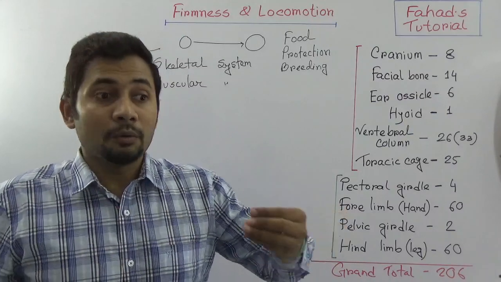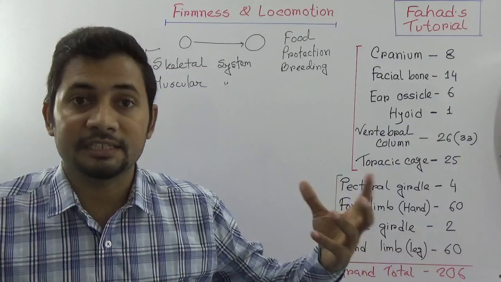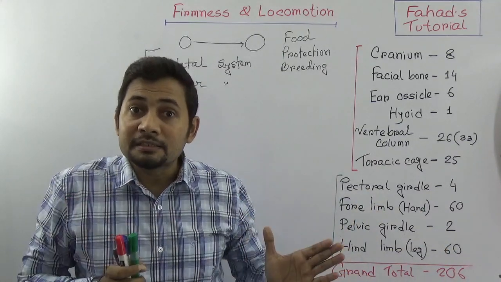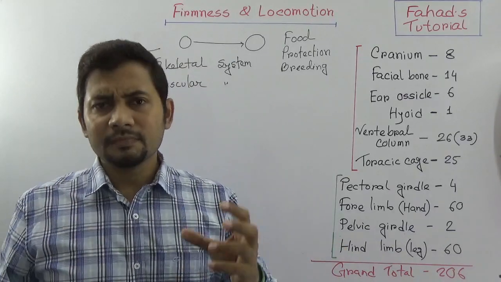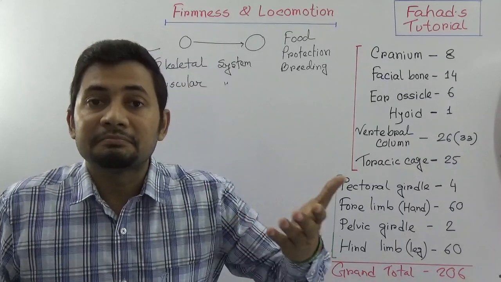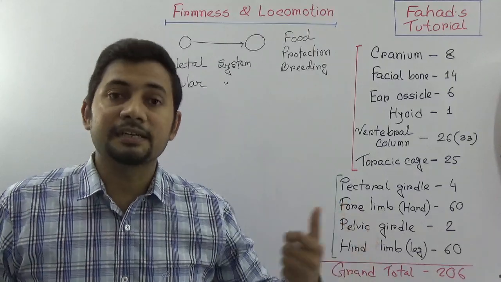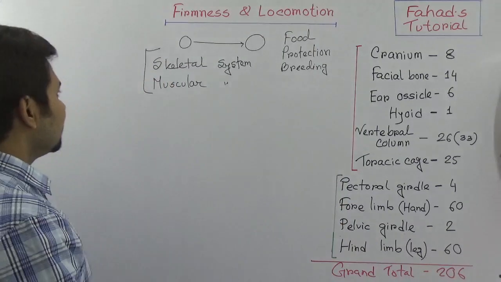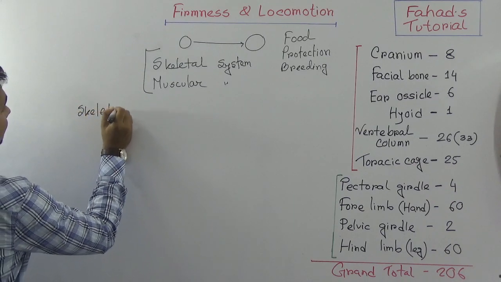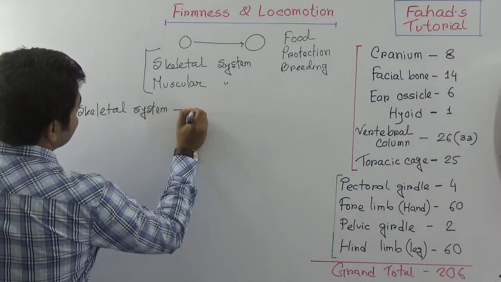What is the skeletal system? The system which originates from the mesoderm and is a special type of connective tissue, gives the structure of an animal body, holds and protects the soft organs, and provides the surface for muscle attachment. That is called the skeletal system. So simply, if you want to define the skeletal system, what does it do?